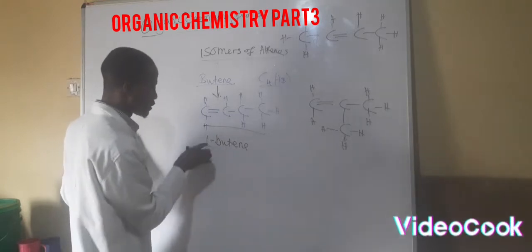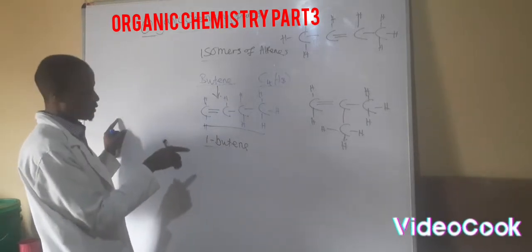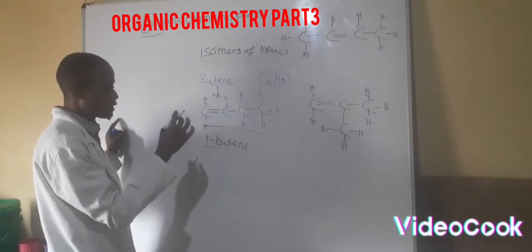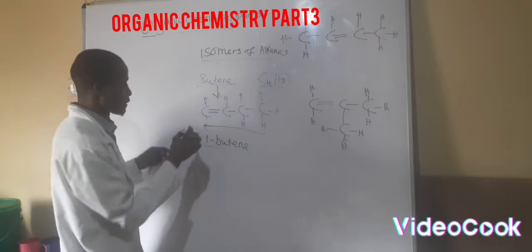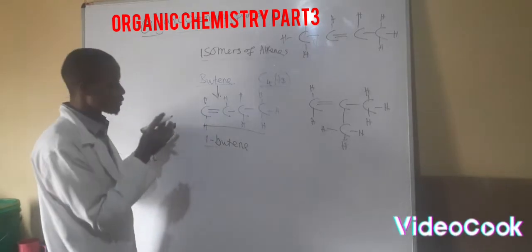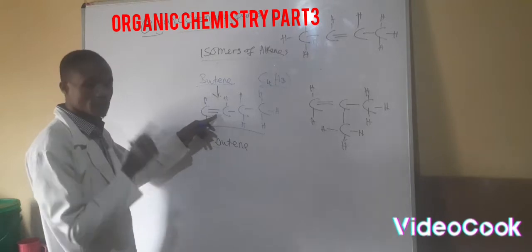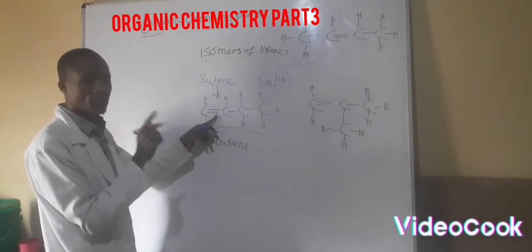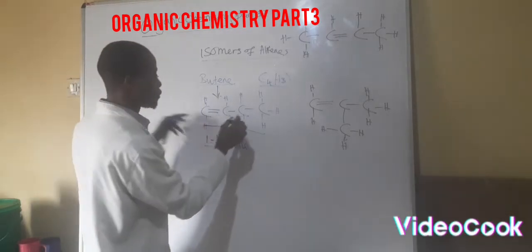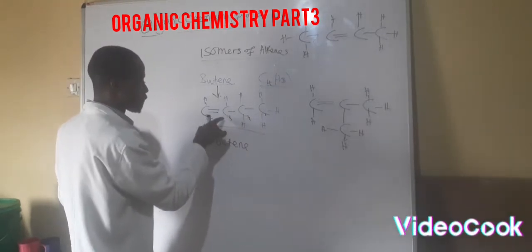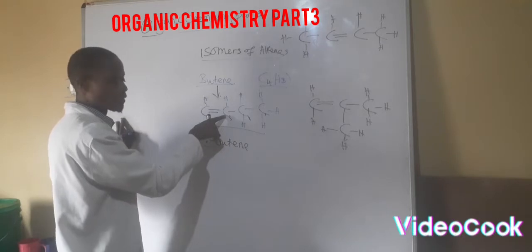So 1-butene, the 1 is saying that the double bond is at carbon 1. When counting, just like we did on alkene, you have to make sure that the double bond is given the smallest number possible. So you cannot count from this side, 1, 2, 3, 4, for the double bond will be found at carbon 3.